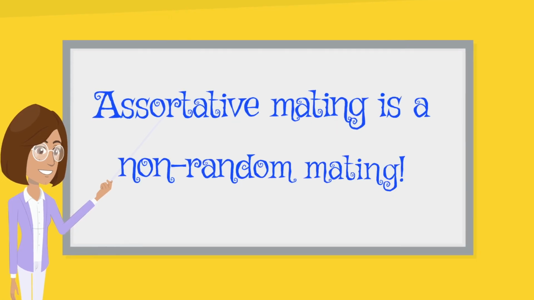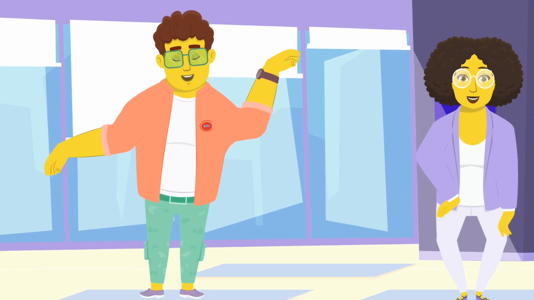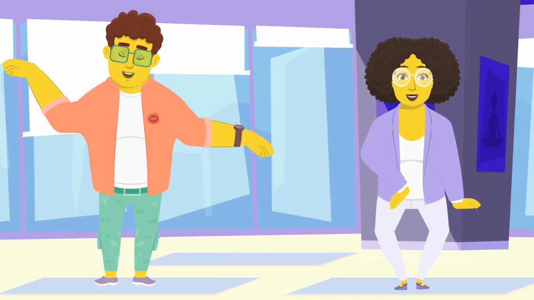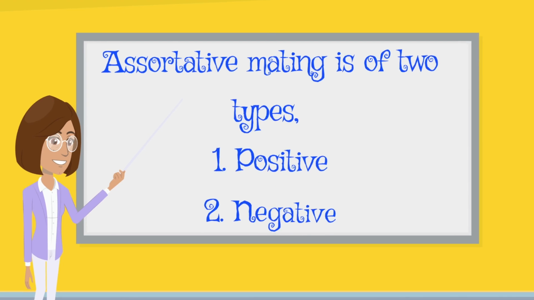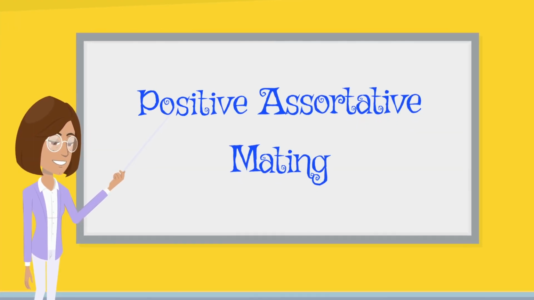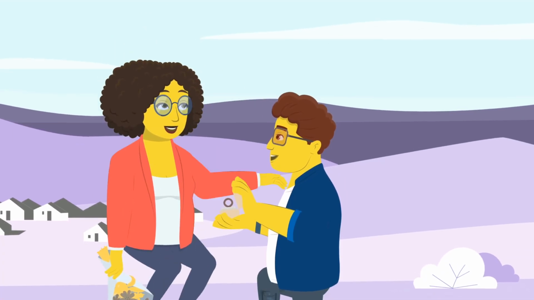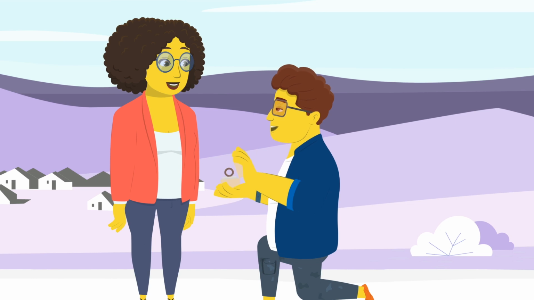Assortative mating is a type of non-random mating where individuals are more likely to pair up with others who share certain characteristics. This could be based on traits such as height, intelligence, or even hobbies. There are two types of assortative mating: positive and negative. Positive assortative mating occurs when individuals prefer partners who are similar to themselves. For example, people with a yellow skin tone might marry others with the same skin tone.